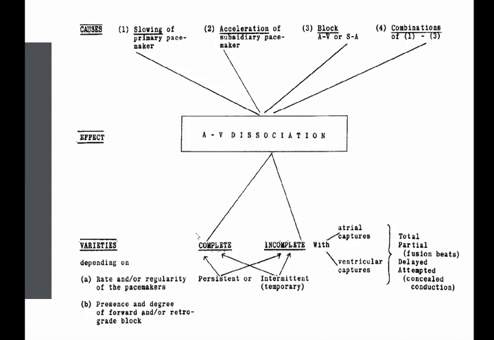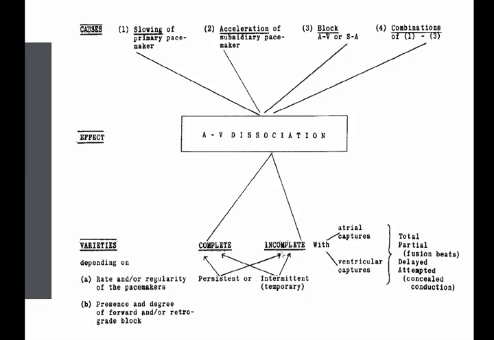Now these varieties are complete versus incomplete. One has to understand that complete means that there are no capture beats, and we'll see what capture beats are, whereas incomplete is associated with either atrial or ventricular captures. The better terms which should be used rather than complete or incomplete are persistent or intermittent. Persistent means that the AV block is present throughout, whereas in intermittent, at times the AV dissociation is absent. So these are better terms than complete and incomplete.